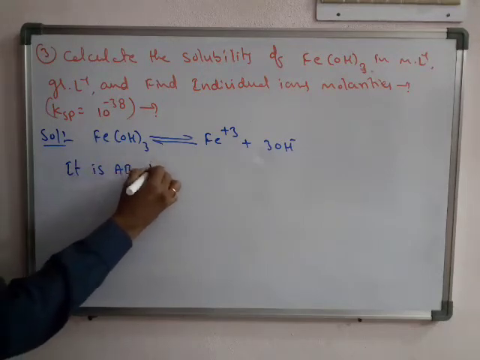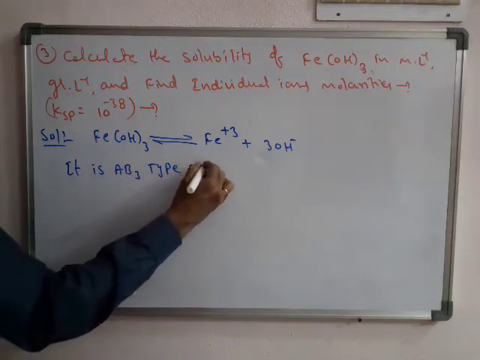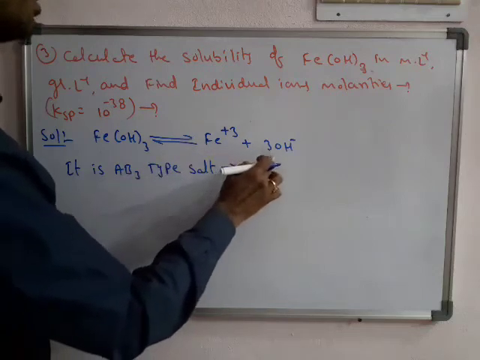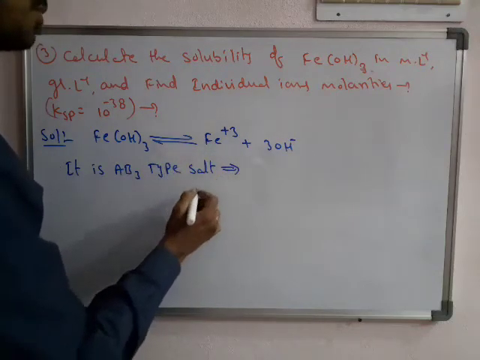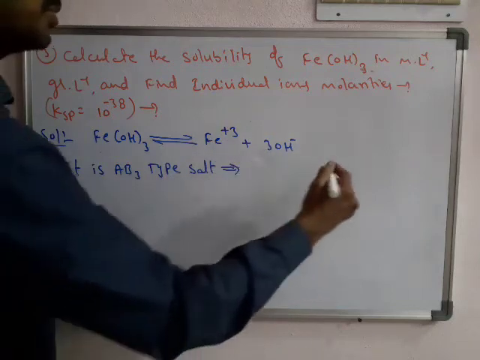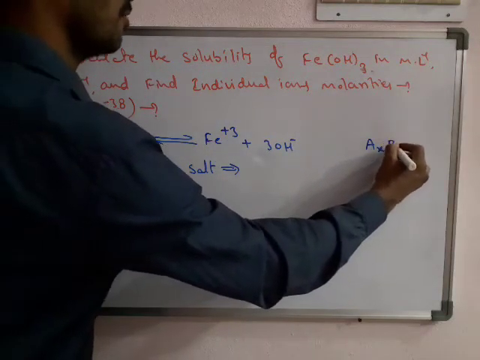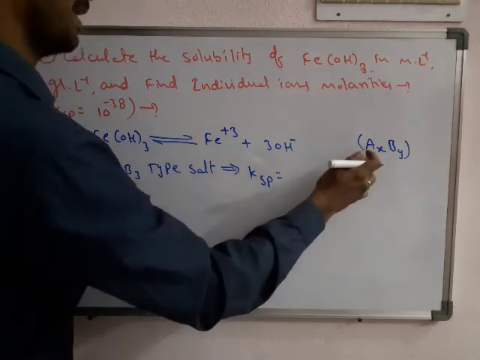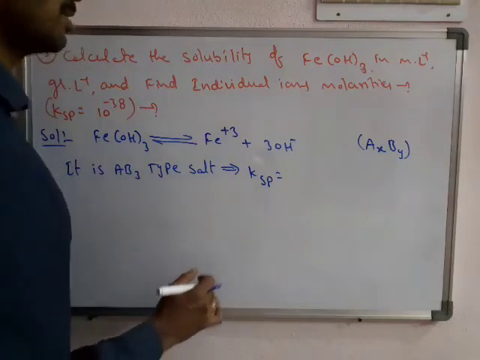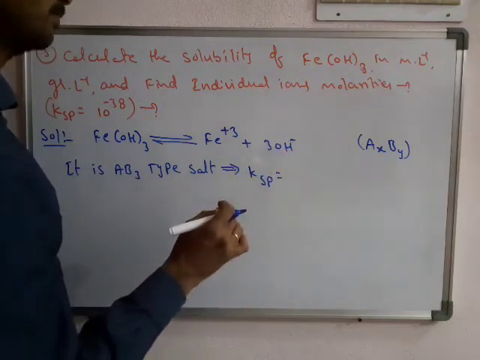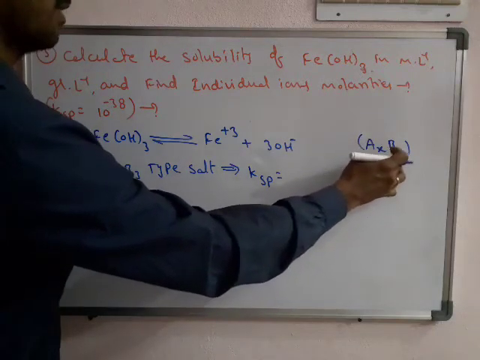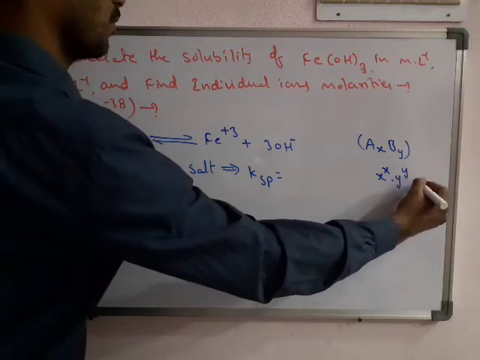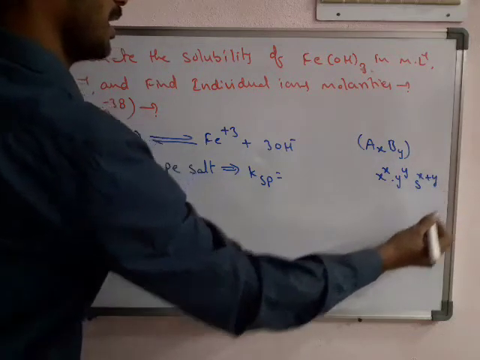It is an AB3 type salt. So for AB3 type salt, this is 1 mole of Fe³⁺ and 3 moles of OH⁻. So how do we write the x power x, y power y? For the general formula of an AxBy salt, how do we write the Ksp? It is x^x · y^y, where x and y are the ion coefficients. The solubility product common formula is x^x · y^y · s^(x+y).